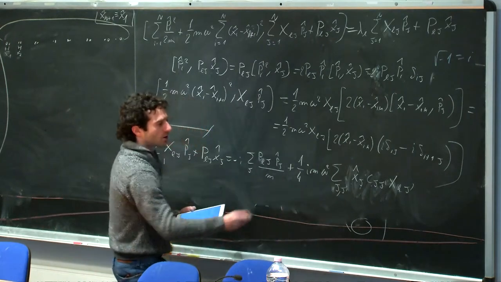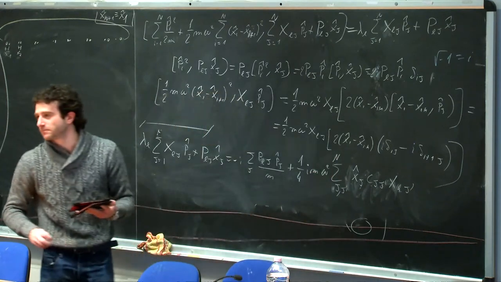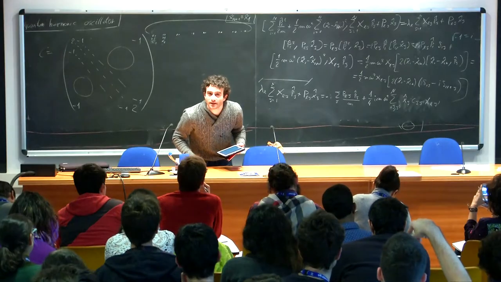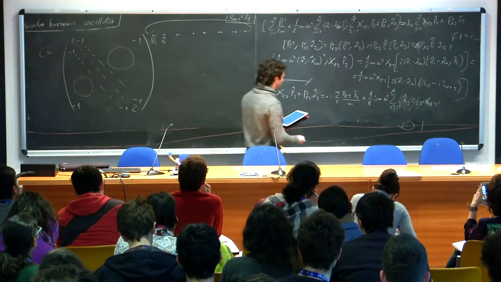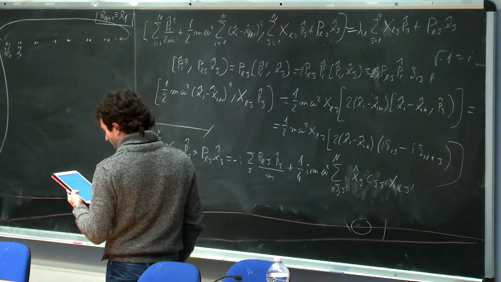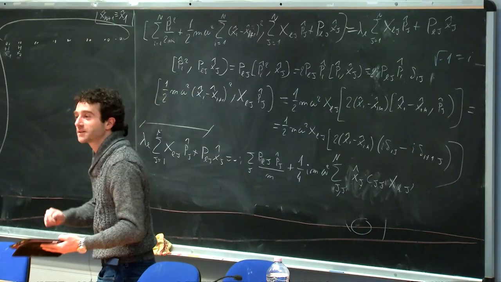There is a sum over J and J prime here. There are two sums. I forgot the sum. Why one fourth? Because I define the Hamiltonian in a different way. Thanks.